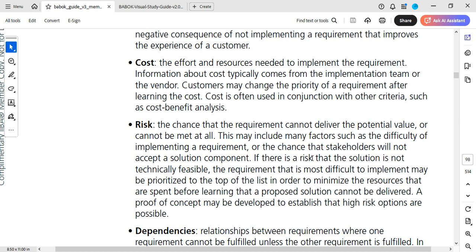Yes, this may include many factors such as the difficulty of implementing a requirement or the chance that stakeholders will not accept a solution component if there is a risk that the solution is not technically feasible. The requirement that is most difficult to implement may be prioritized to the top of the list in order to minimize the resources that are spent before learning that a proposed solution cannot be delivered. Yes, a proof of concept may be developed to establish that high risk options are possible.